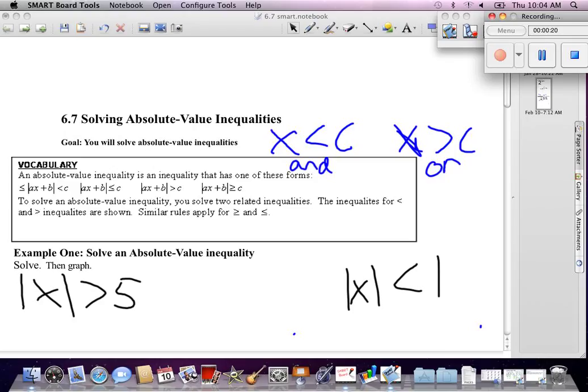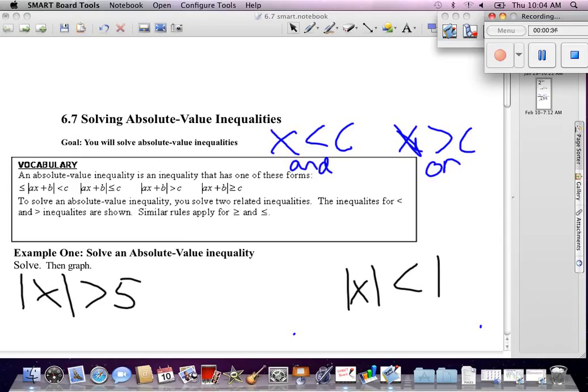Do you guys remember doing absolute value before earlier in the year? We just did it yesterday. You know how it can come out both positive and negative, right? So now we're just going to have two different types of inequalities. One has to be positive, one has to be negative. We'll show you how to do it.